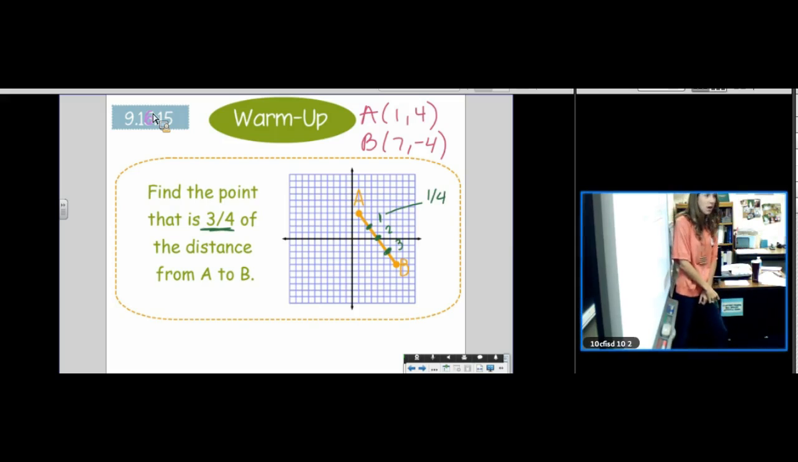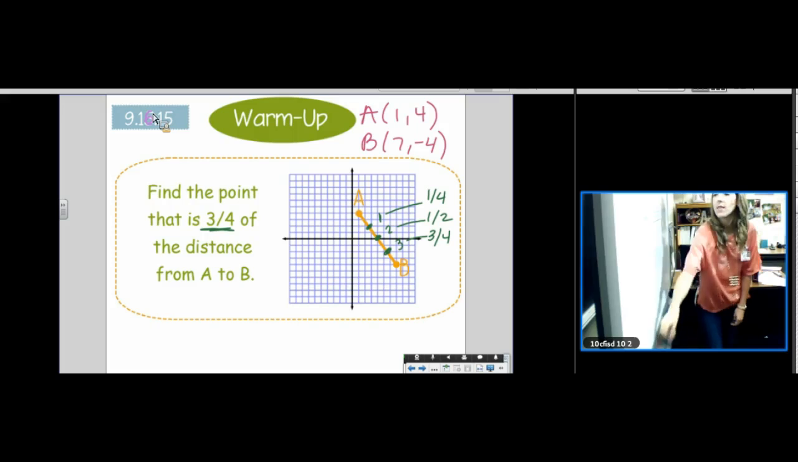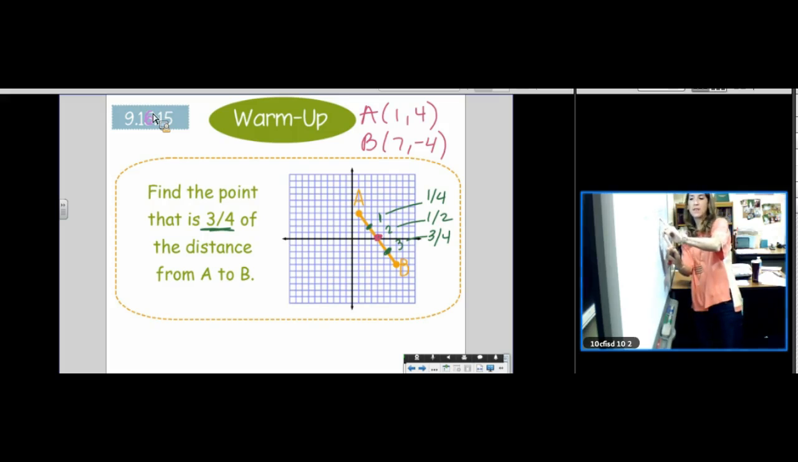You might be asked that tomorrow. 1/4. This would be 1/2 of the way. And then this one, of course, is the one we're looking for. It's going to be 3/4 of the way. So what we're going to do is we're going to find the midpoint first, which is probably that point. And then we're going to use these 2 points and find the midpoint of those 2 points.